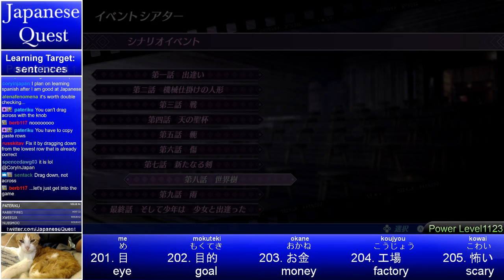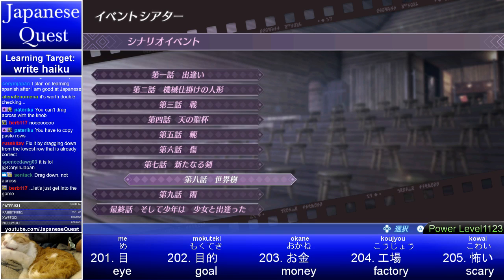Okay, thanks for everyone who stuck around with that. That was a kind of different thing, just for fun. It's a cool tool to play around with, clearly. Yeah, let's get into the game. Drag down, not across. Yeah, I will do that later. Fix it by dragging down from the lowest row. That is already correct. Yeah, I thought I was doing that, but then, I don't know. Anyway, let's get back into the game.